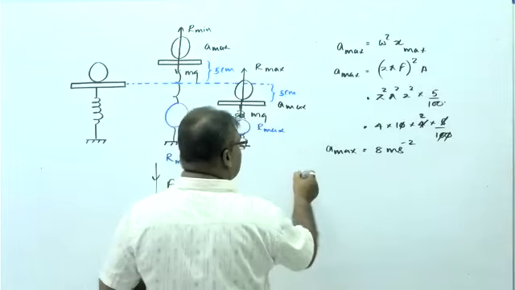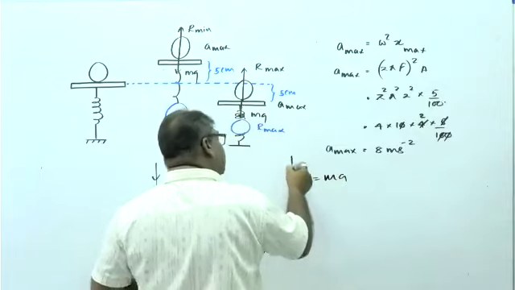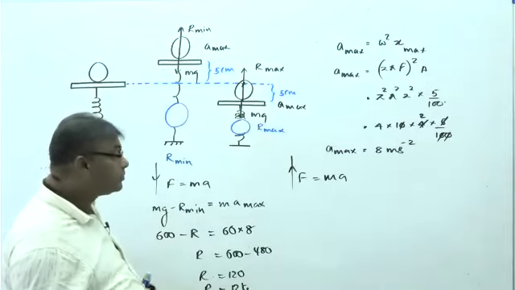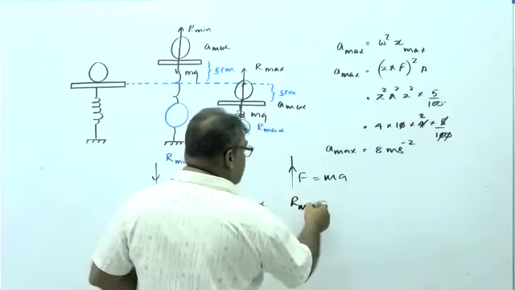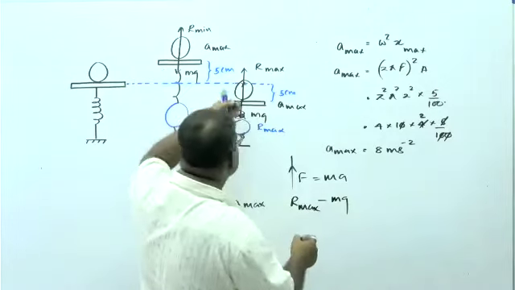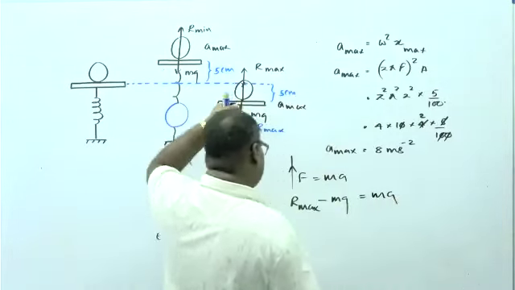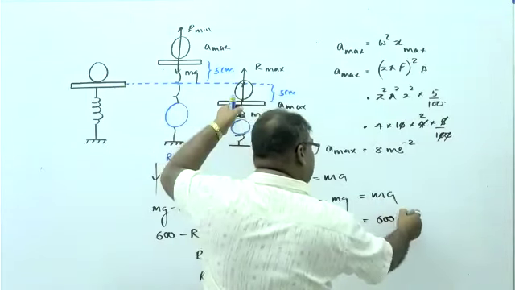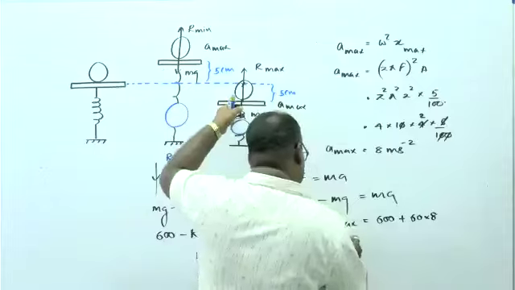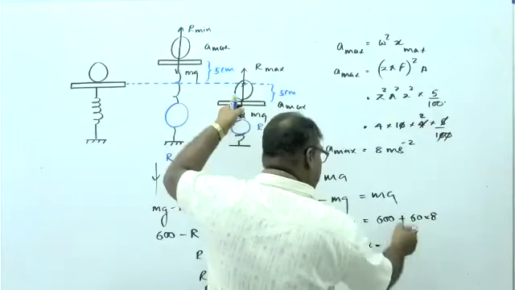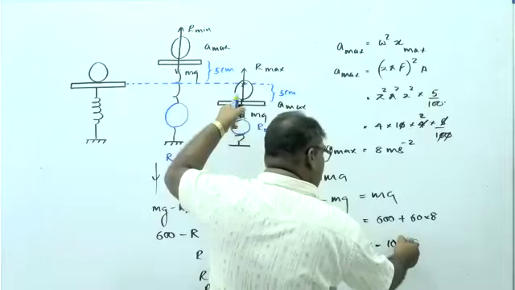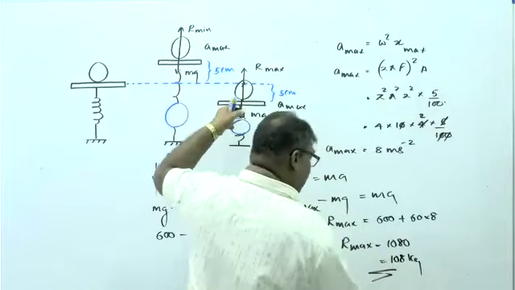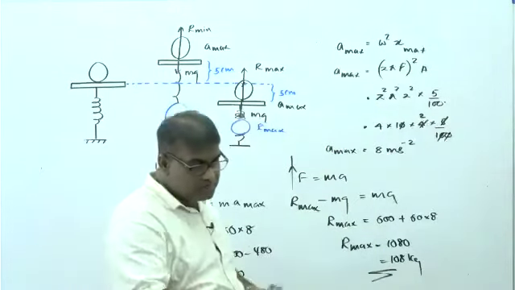And here F equal to ma towards the center of oscillation, in the direction of R, no? Yes, then R max minus mg, as mg is in the opposite direction, equals mass into acceleration. So the maximum value of R is mg, 600, plus 60 times 8. So the maximum value of R is 1080, no? It's 108 kilogram is the reading. Okay. Copy this one.